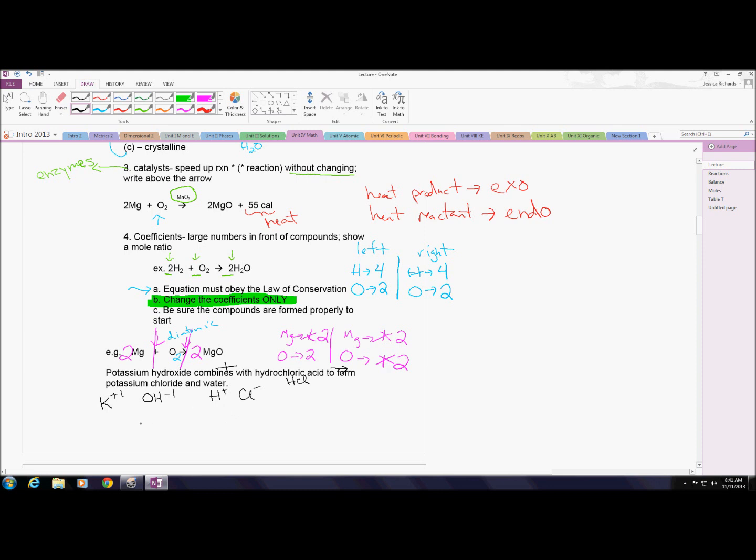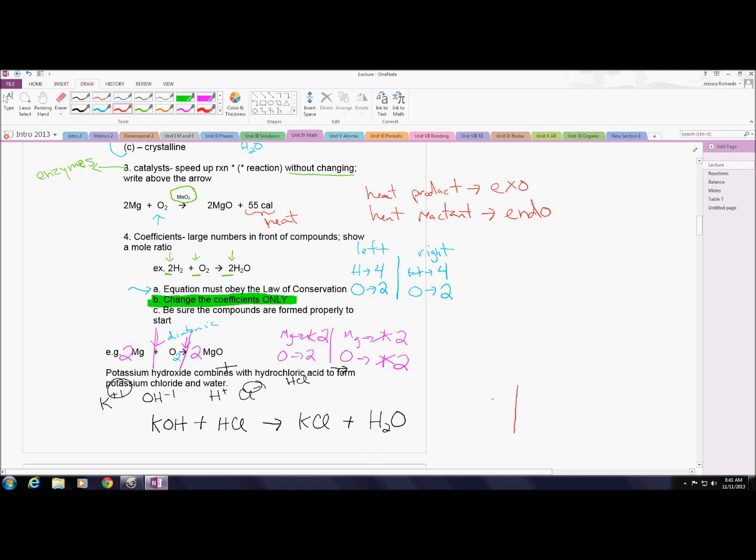So if we put this all together, we have potassium hydroxide, +1, -1, just one of each, because it's a 1-to-1 ratio. Combines with hydrochloric acid, that's HCl. To form is your arrow. Potassium chloride, +1 and -1, so it's a 1-to-1 ratio, just one of each. And water. And you know that water is H2O. So I formed all of my compounds correctly, and now I'm going to try and balance it.